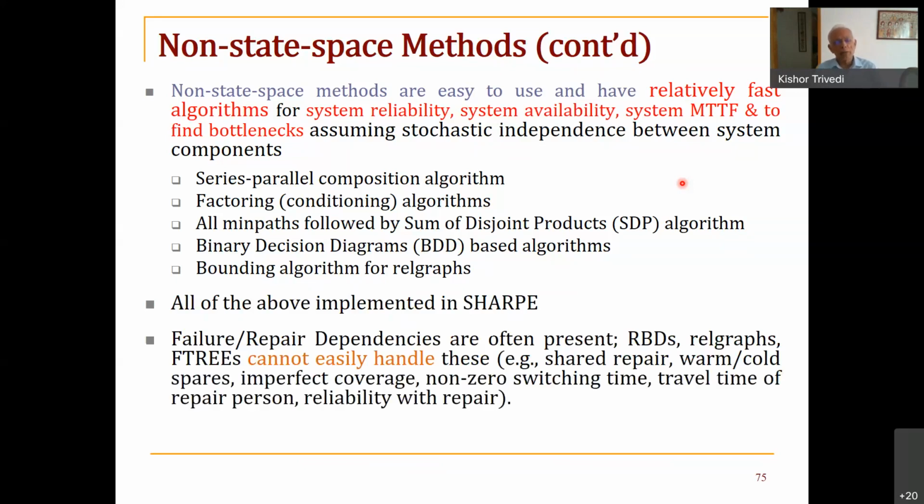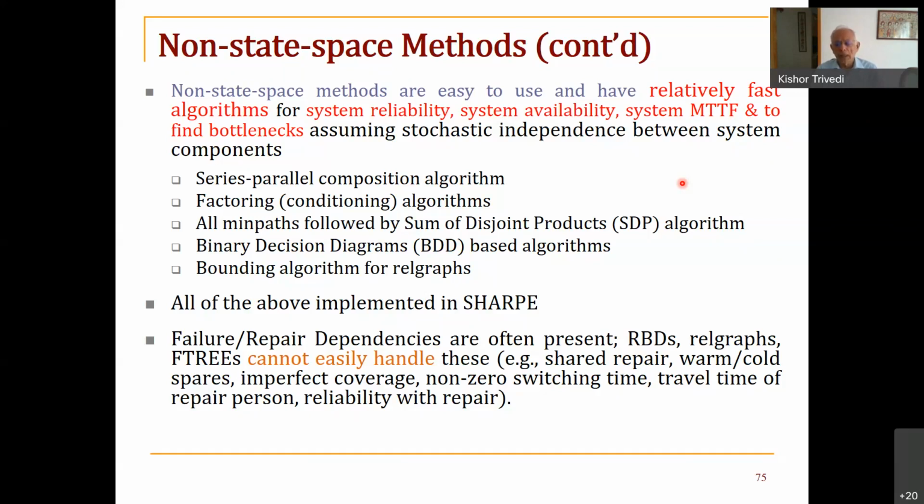But what we find in practice is that dependence is real. The failure and repair dependencies are often present in real life systems. And these methods we have developed so far, RBDs, REL graphs, fault trees, cannot easily handle these dependencies. There are maybe kludges, but at the bottom, they are really not pure RBDs, REL graphs, or fault trees.